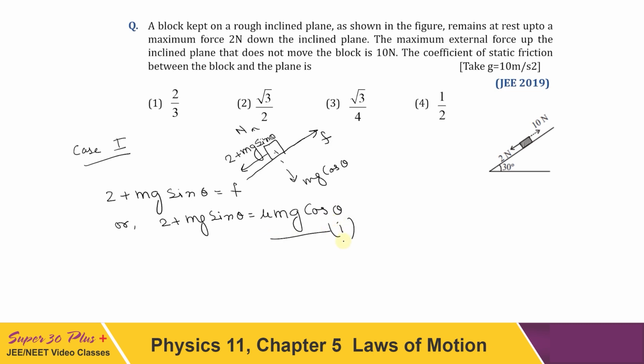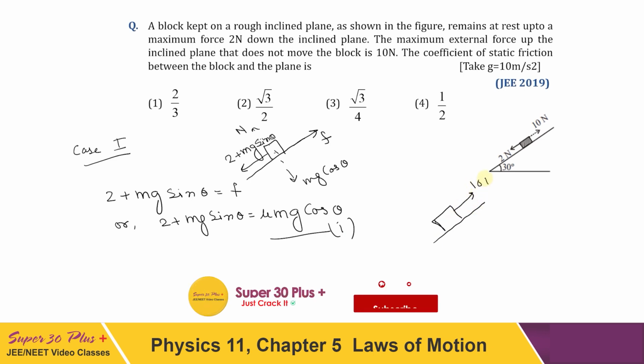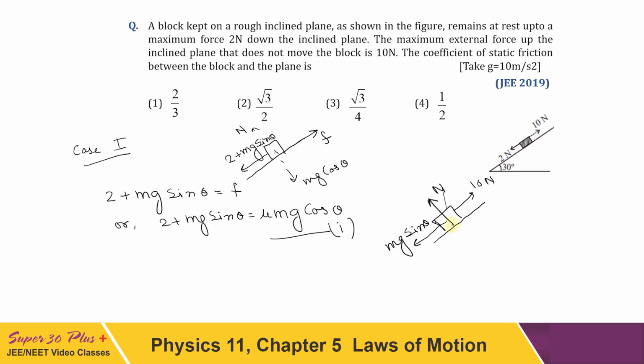The next case we have to consider is when a 10 Newton force is applied up the plane. If we write that condition, it will be like this. In the upward direction is the 10 Newton force. What other forces are there? In this direction, as previously, it has to be mg sin theta, normal, then mg cos theta, and friction force has to be there. Now it is saying that a maximum 10 Newton force should be applied up the plane, so friction also should be in the downward direction along the incline.